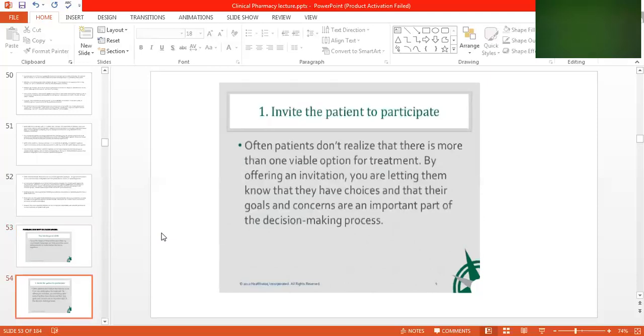First, invite the patient to participate. Means without the patient you cannot, because I will give you an example that there are 2 types of product available in the market. One is tangible. Tangible means solid, which you can touch, feel, and see. For example, a bus, or certain machines. But services are intangible.